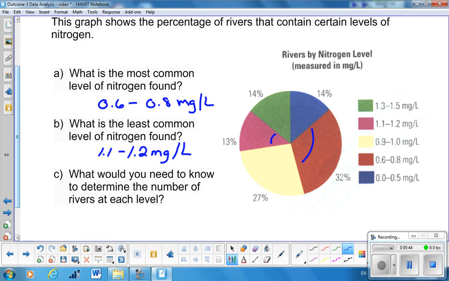What would you need to know to determine the number of rivers at each level? So remember that a circle diagram only shows us the percentage of the whole. So in order to determine the number of rivers at each level, we would have to know the total number of rivers used in the data.